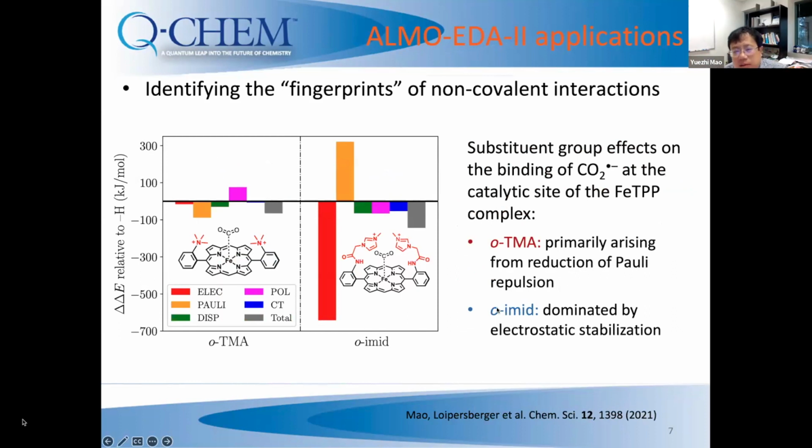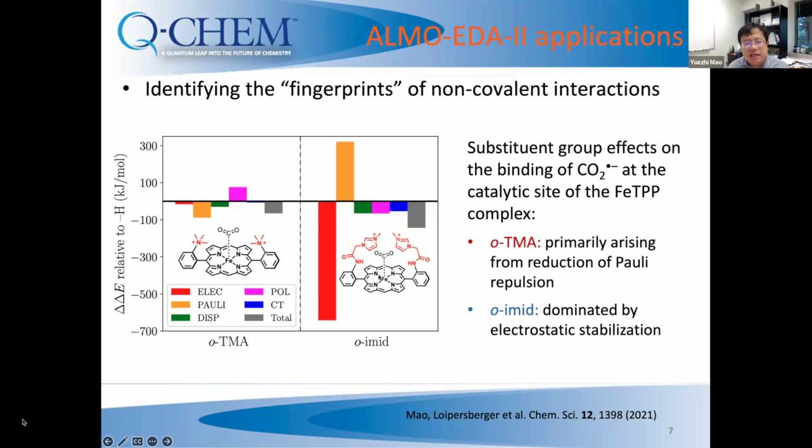And this is another more recent application of the solvated version of ALMO-EDA. Here we are just investigating the substituent effect on the binding of CO2 on this CO2 reduction catalyst. So here the y-axis shows the EDA result, subtracting the reference result of the unsubstituted complex. So here we can see that with both substituent groups, we get enhanced binding of CO2 because this number is negative for the total interaction, delta E, okay?